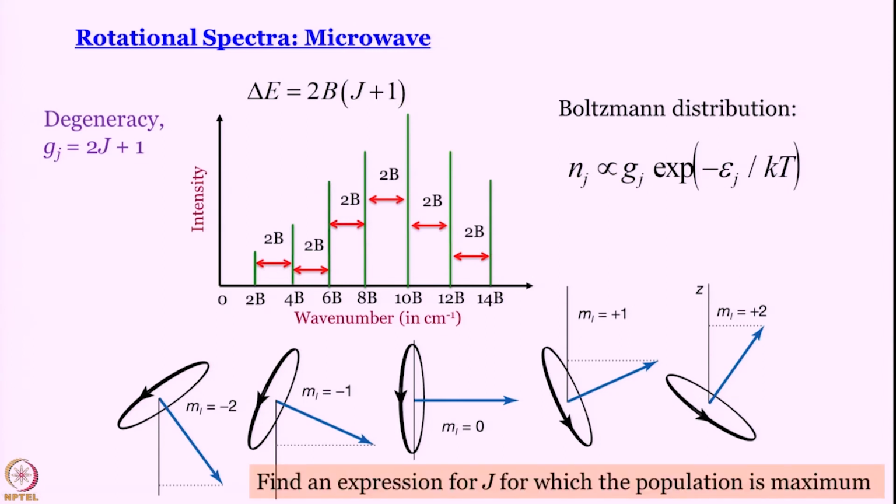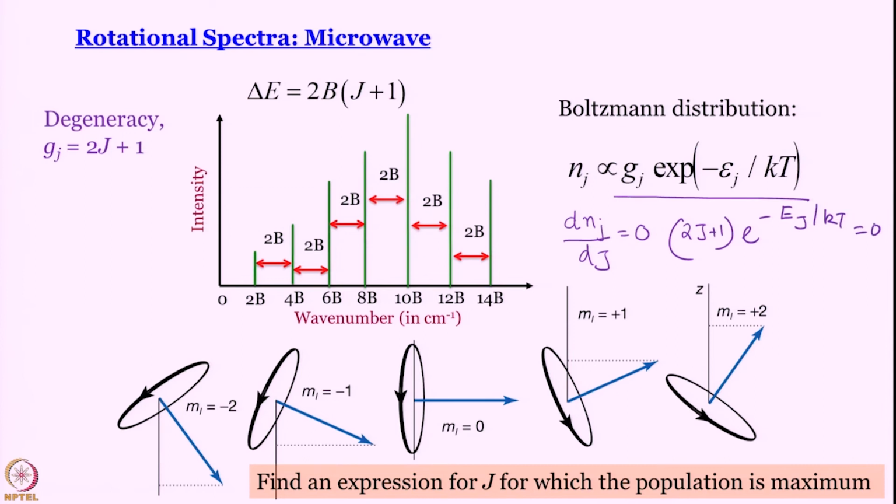Homework for you is find out an expression for j in which population is maximum. We just discussed how to do it. This is how you do it. Essentially you take d n_j by dj equal to 0. Yeah, at maximum the first derivative will be equal to 0. So take a derivative of this. What is this? 2j plus 1 multiplied by e to the power minus epsilon_j divided by kT. This is equal to 0.